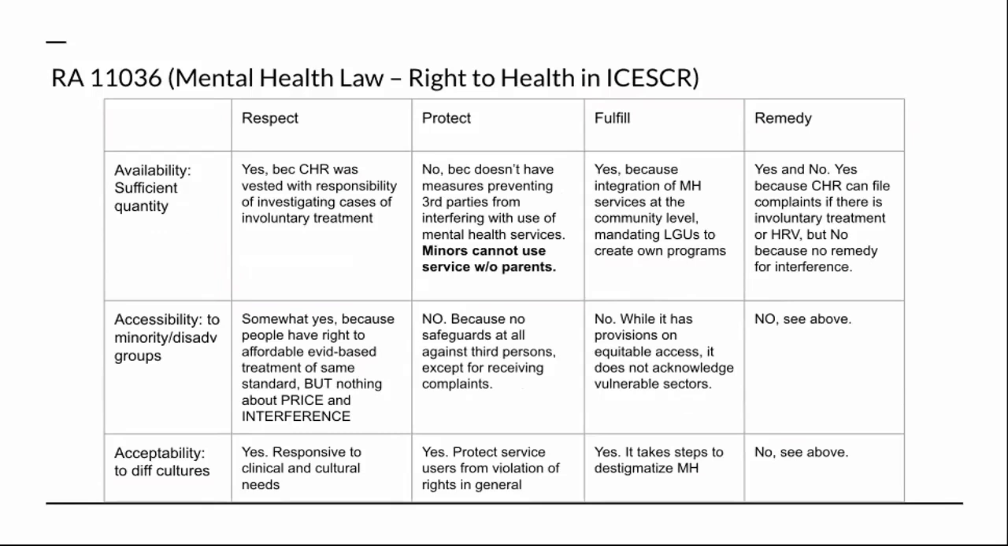So one is availability, which means that there must be sufficient quantity of medicines. It's supposed to be accessible as well to minority or disadvantaged groups. It also needs to be acceptable to different cultures. Those are the three core entitlements that I picked out from their presentation. And they made a bunch of arguments for why some parts respect each of these entitlements or don't respect each of these entitlements, protect each entitlement or not protect each entitlement, fulfill, etc., etc.